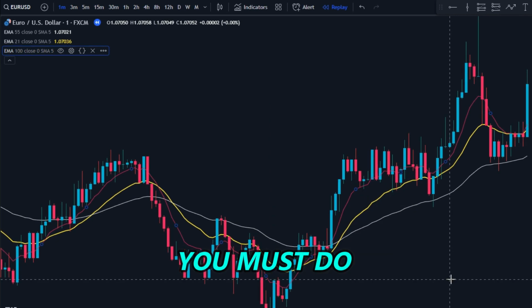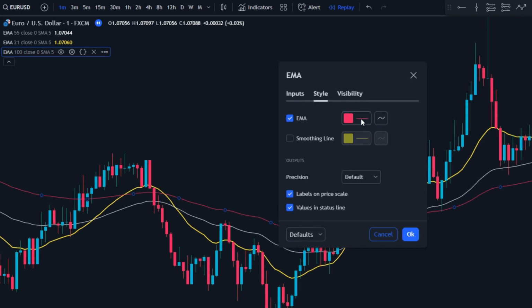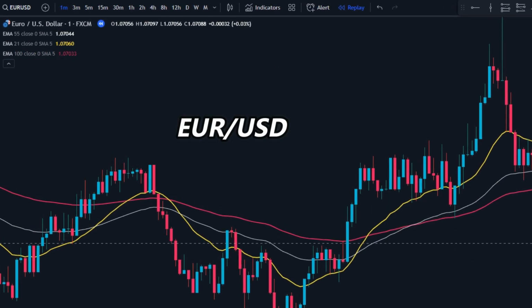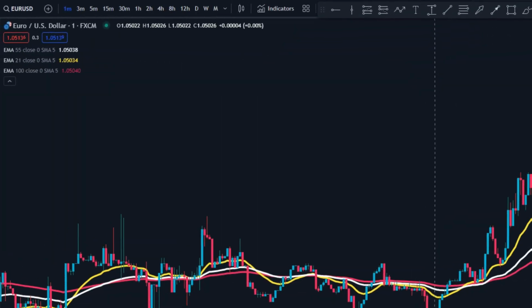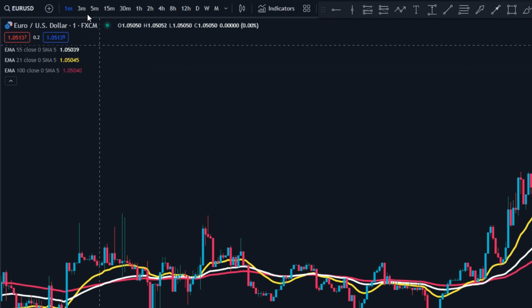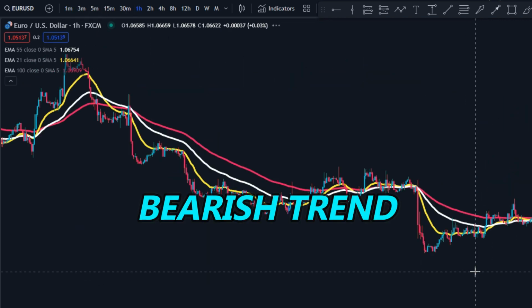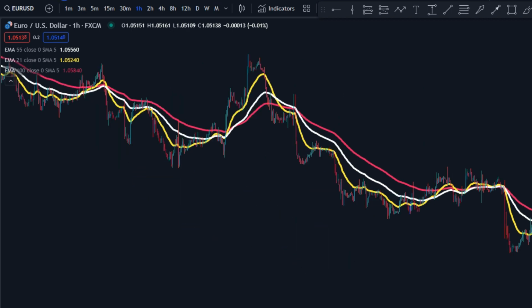And lastly, the important thing, you must do the back testing of your pair because every pair behaves differently around different time frame. For example, Euro USD works great between pre-London to pre-New York session. And lastly, to check overall trend, switch your chart to 1 hour time frame and look towards left. For us it is bearish trend, therefore we will only focus on short entries. Once you figure out overall trend, your win rate will drastically increase.